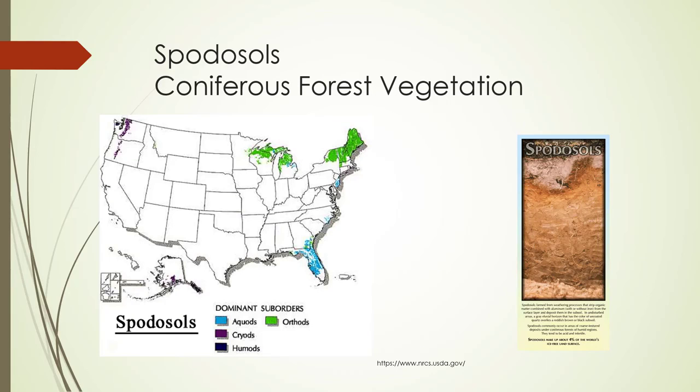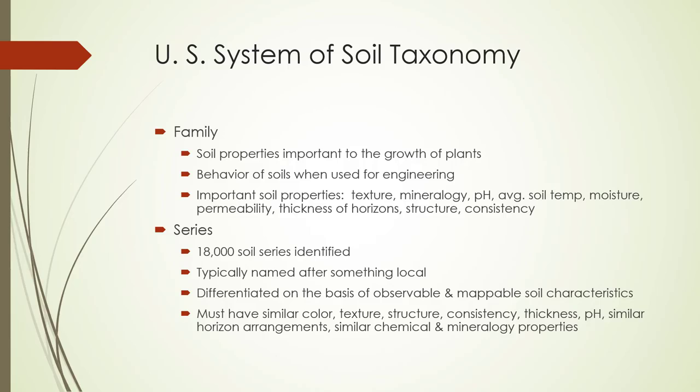Spodosols are coniferous forest vegetation. These are our soils in our forest areas. Wet, cool climate, very acidic, and low in natural fertility. So we've talked about orders, and then there's family. And family are the soil properties important for the growth of plants. This is also the behavior of soils when used for engineering.